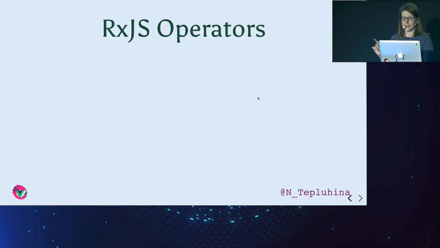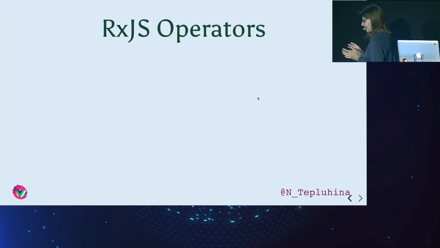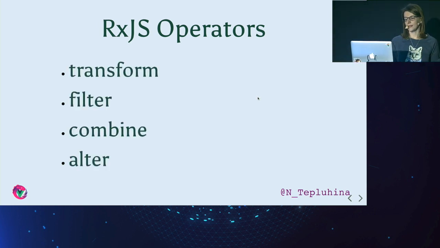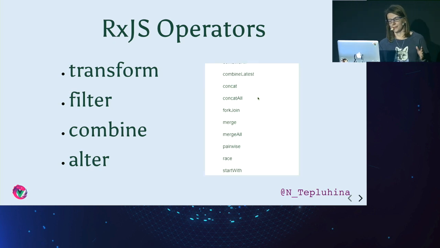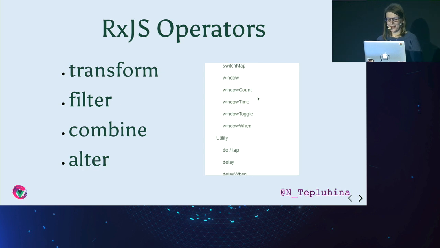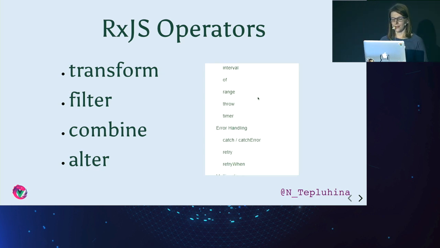Okay, functional part, RxJS operators. It's a set of methods to operate with observables, to transform them, filter, combine, and alter, and there are a lot of them. Okay, really a lot. Fun stuff is you don't need to remember them, there is an awesome API reference on the Learn RxJS IO website.